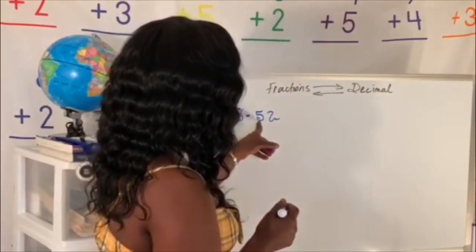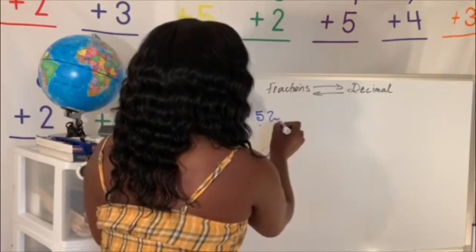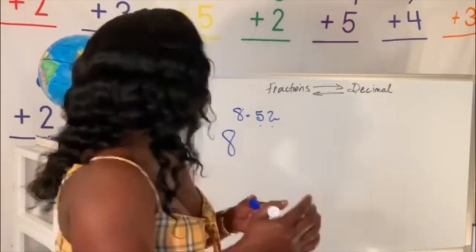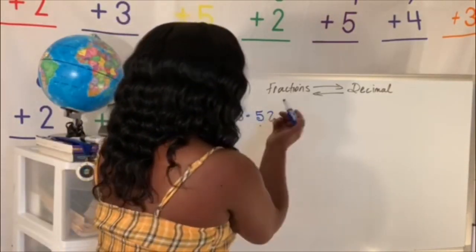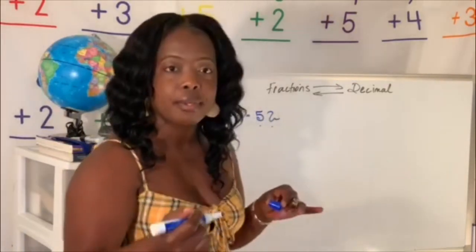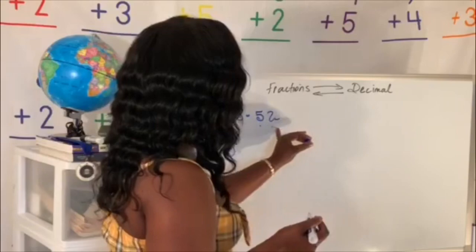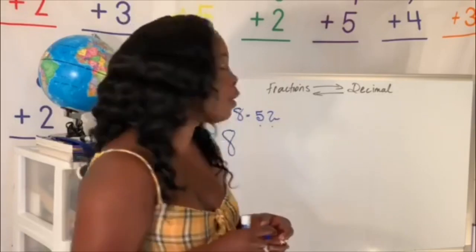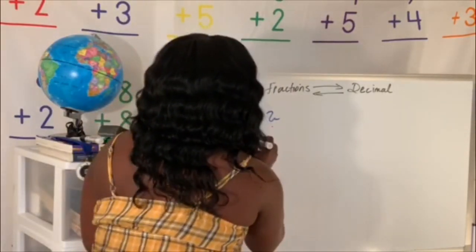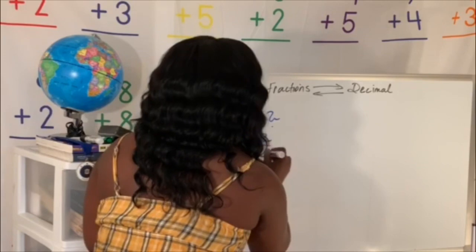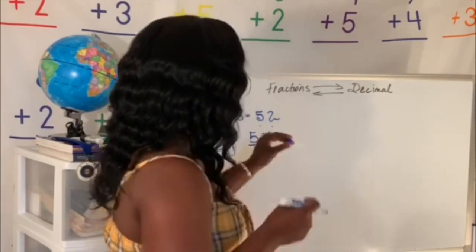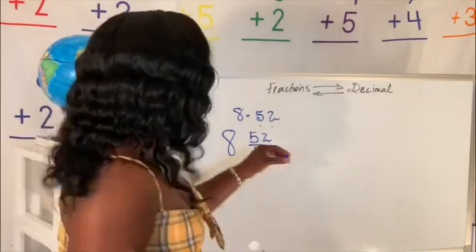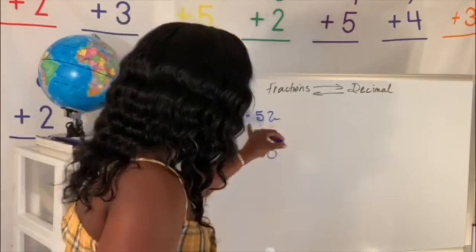So here we have 0.52. If you notice, we have 2 decimal places. Typically, whenever we have 2 decimal places, it means that we have a number in the 10th position and a number in the 100th position. So since we have a number in the 100th position, we're now going to go ahead and make 100 our denominator. So now we will have 8 and 52 over 100. And again, the reason why we have 100 is because the number farthest away from the decimal is in the 100th position. So we have to put whatever the decimal portion is over 100.